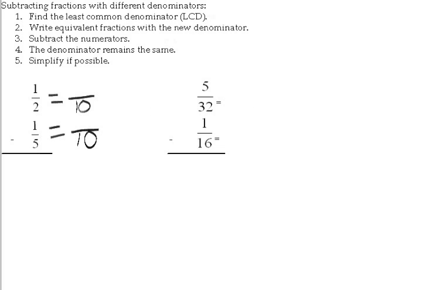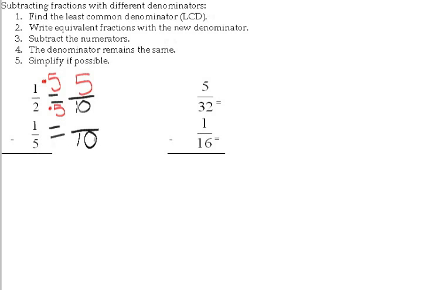Next, we need to write equivalent fractions with that new denominator. So we look across and say, going from 2 to 10, what do we have to do? We have to multiply by 5. So in order for the fractions to be equivalent, we must do the same thing to the numerator. So we multiply 1 times 5 is 5. So what we're really doing here is multiplying by 5 over 5.